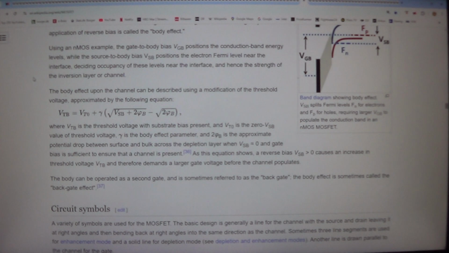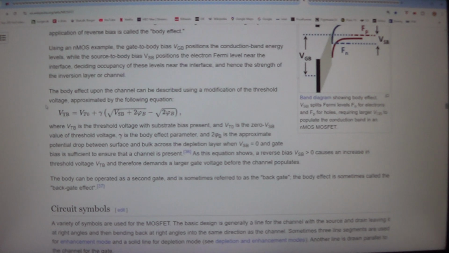Using an NMOS example, the gate-to-body bias VGB positions the conduction band energy levels, while the source-to-body bias VSB positions the electron Fermi level near the interface, deciding occupancy of these levels near the interface, and hence the strength of the inversion layer or channel.